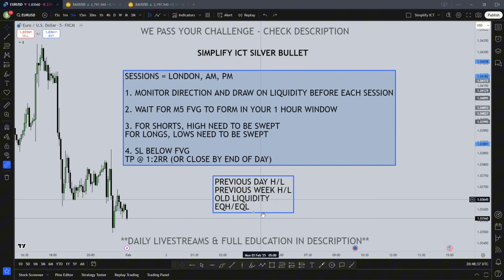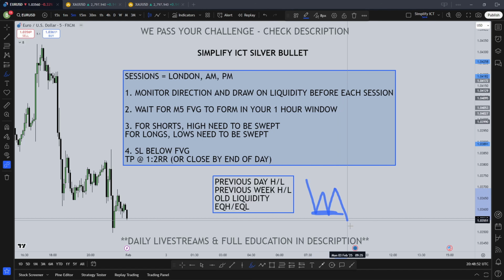Quite simply, for shorts, highs need to be swept. For longs, the lows need to be swept. So what do I mean by this? If we're going to be looking for a long trade, for example, and we see relatively equal lows build up like this, we want to see these lows get taken out before we jump in for a buy. So something like this, and then we look for a buy setup.